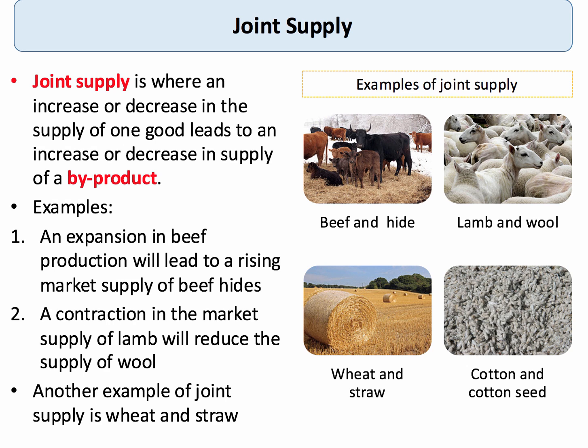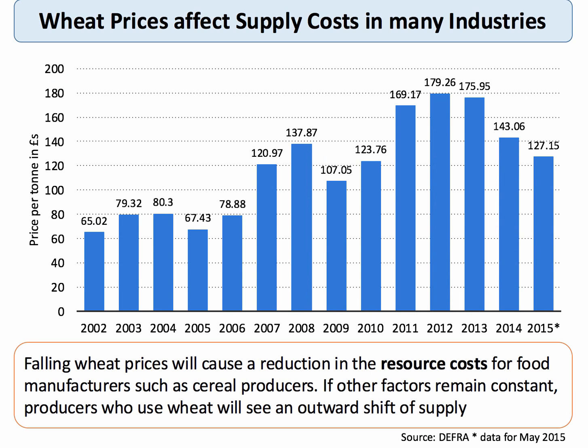If we increase beef supply, for example, that in turn will lead to an increased supply of beef hides. Conversely, a contraction in the supply of lamb will also reduce the supply of wool. So think about joint supply, where an increase or decrease in the supply of one product leads to a change in the supply availability of a byproduct.